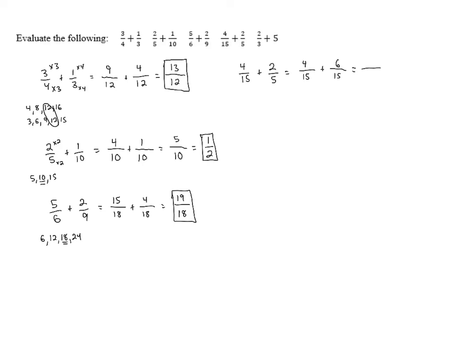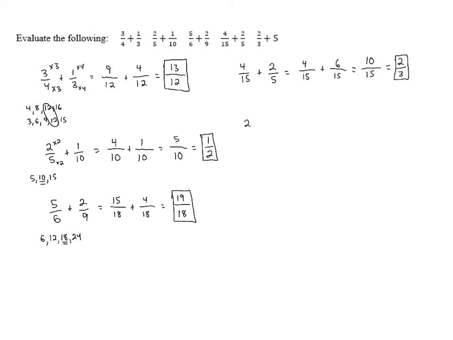And now we can add the numerators across. 4 plus 6 is 10. So we get 10/15, which reduces to what? 2/3. They're both divisible by 5. Great. We've got one more.